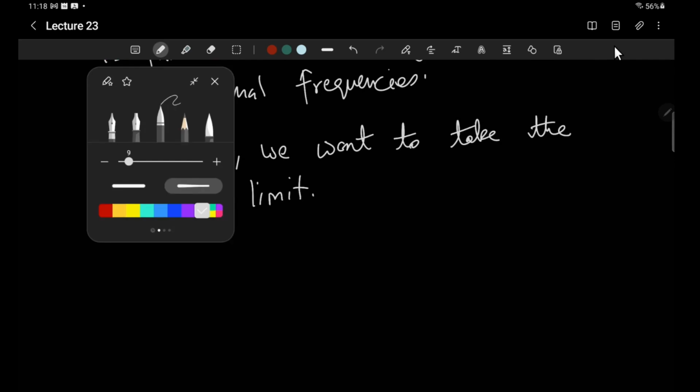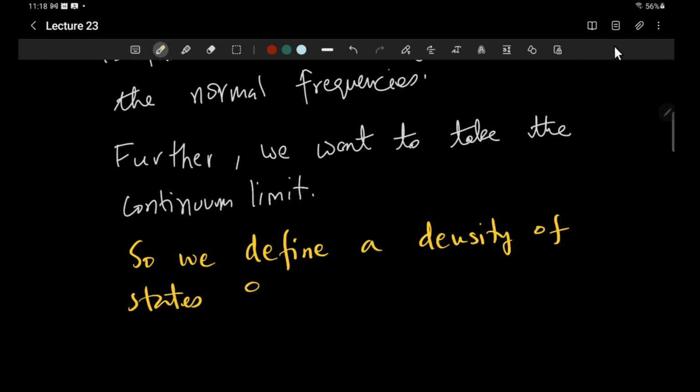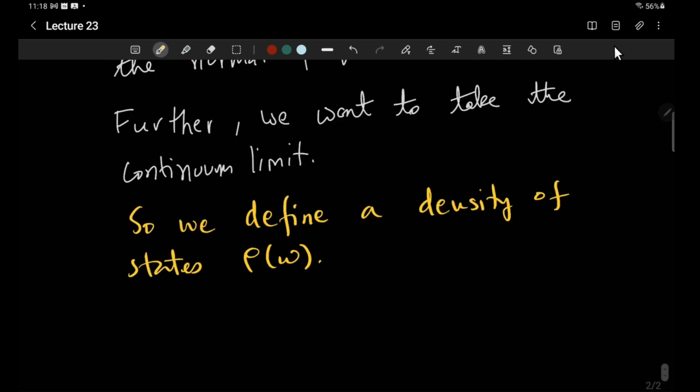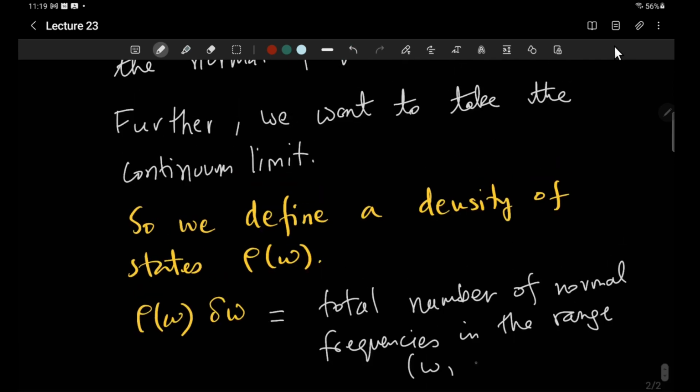we'll define, okay, a density of states, which I'll call rho of omega, in the usual fashion. So that means rho of omega d omega, or delta omega, equal to the total number of states of angular frequencies, or normal modes, in the range omega to omega plus delta omega. So this is the usual definition which we had done earlier in this course also.